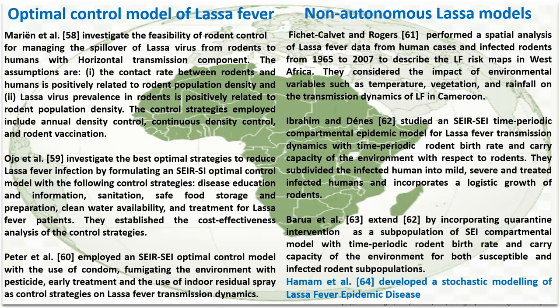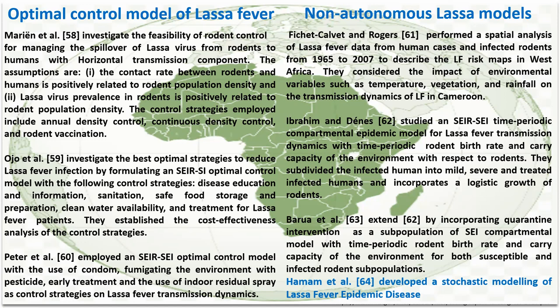Now, after this model, many models have considered optimal control. Not just optimal control, they also look at cost effectiveness of those controls. Some models have considered cost effectiveness, but only a few have done cost effectiveness on Lassa fever dynamics. One of the people that have done optimal control is Maria et al., reference 58, who investigate the feasibility of rodent control for managing the spillover of Lassa virus from rodent to human, with a horizontal transmission component. So they make some assumptions.